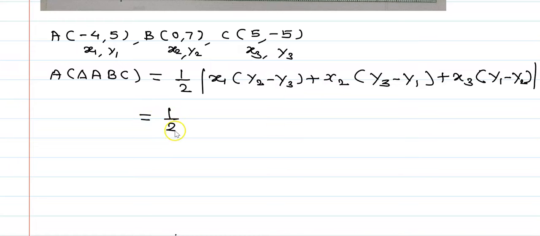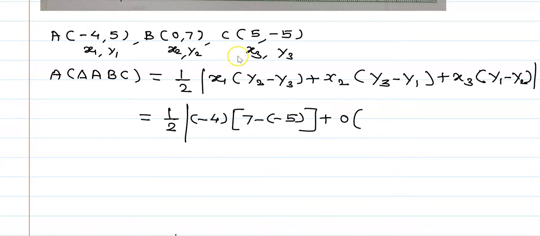Next, 1/2, x1 is -4, y2 minus y3, that is 7 minus in bracket -5, plus x2 is 0 in bracket y3 minus y1, -5 minus 5, plus x3 is 5 in bracket y1 minus y2, that is 5 minus 7. Overall, the mod sign is completed.